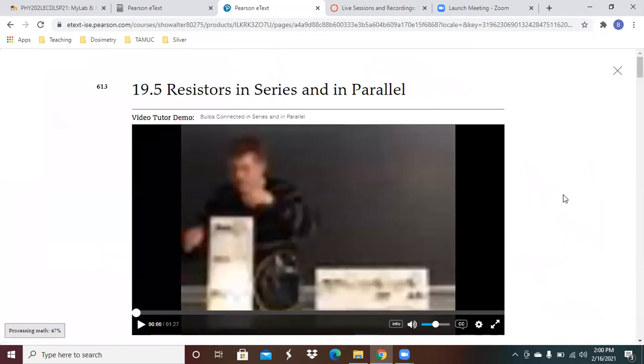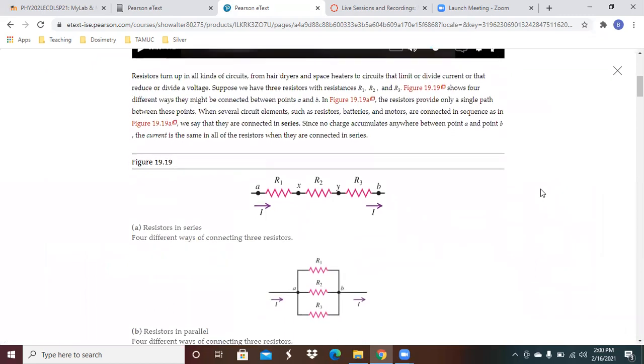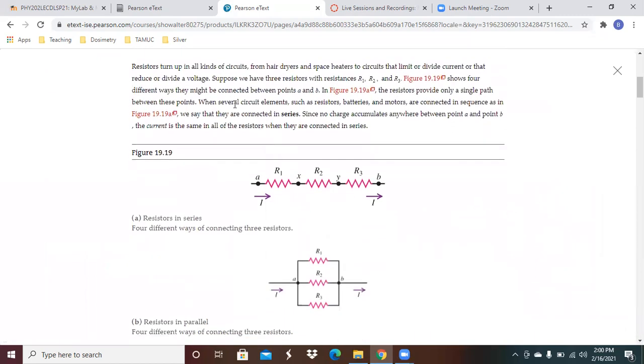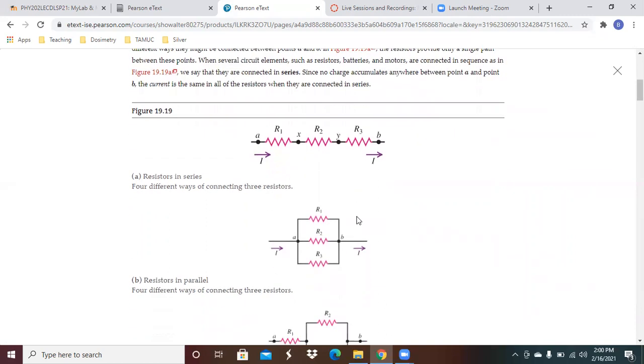Let's take a look here in the section. So, when several circuit elements, like resistors, batteries, or whatnot, are connected in sequence, like this, we say they're in series. Since no charge accumulates anywhere between point A and point B, the current is the same in all of the resistors when they are connected in series.